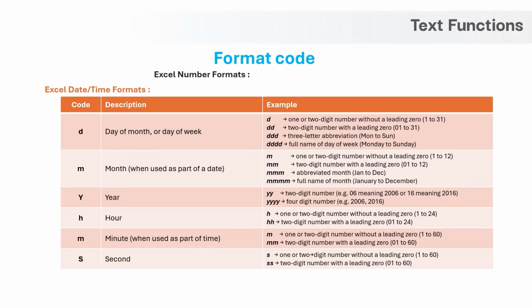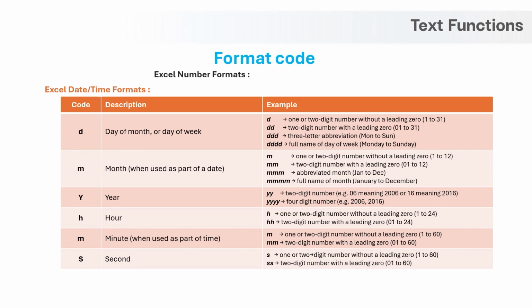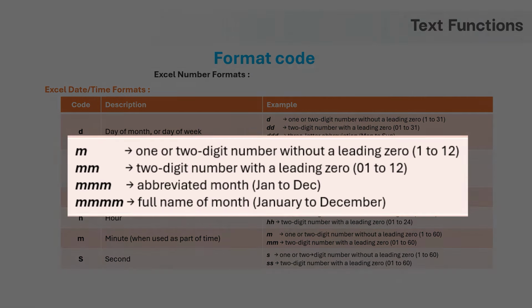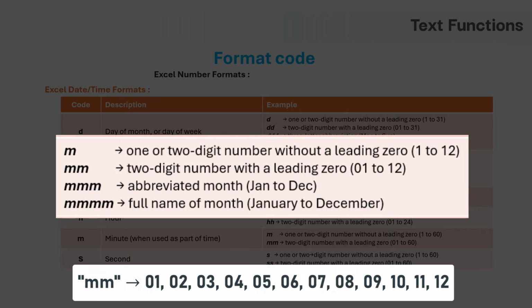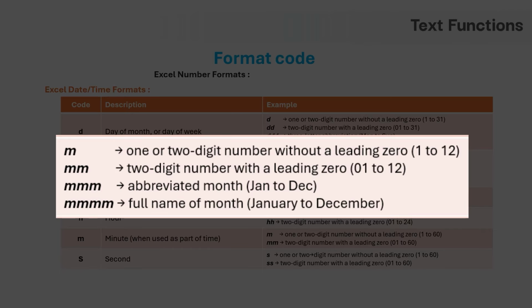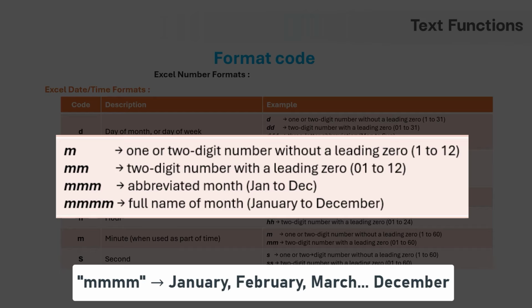Same logic is followed by other letters as well, where M represents the month and Y represents the year. Letter M can be used in the same way as letter D, where single M displays only the month number without leading zeros, again especially for the months from 1 to 9. Double M displays only the month in number with leading zeros, especially for months from 1 to 9. Triple M displays only the month in 3-letter abbreviation, and 4Ms displays the full month name.